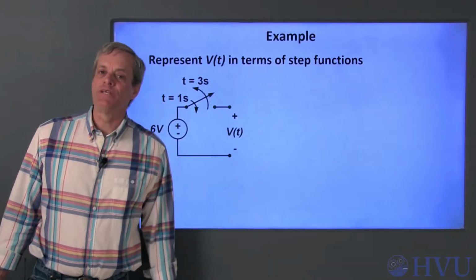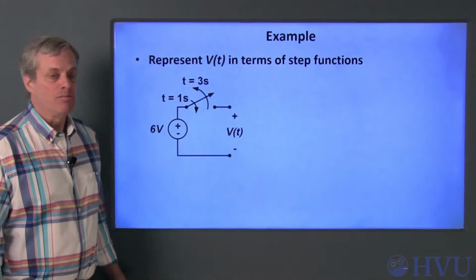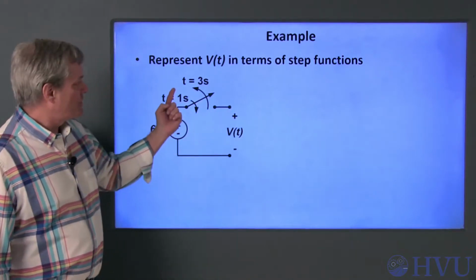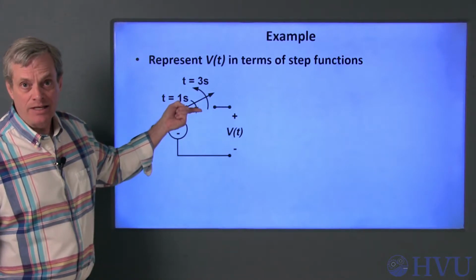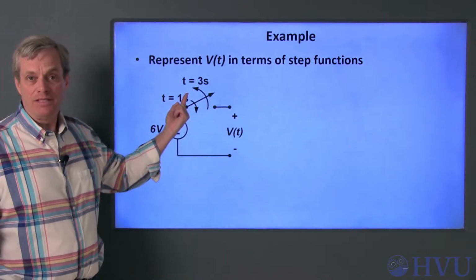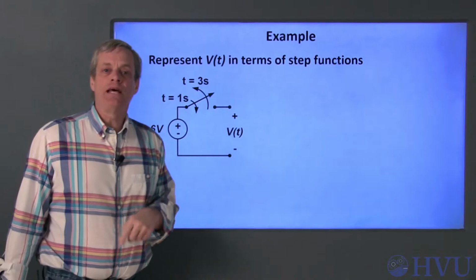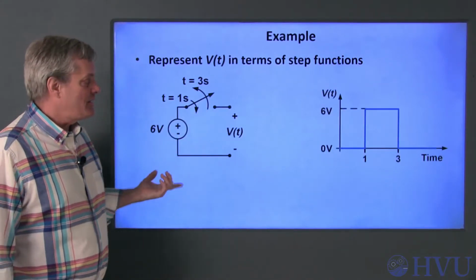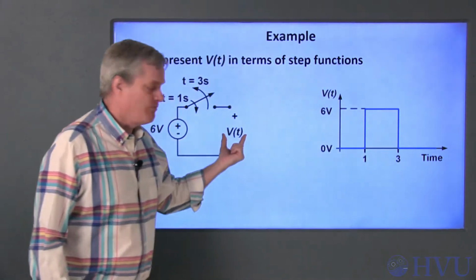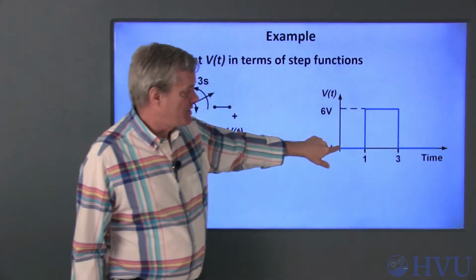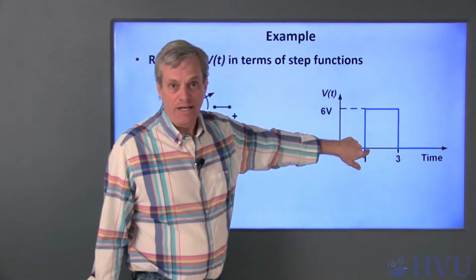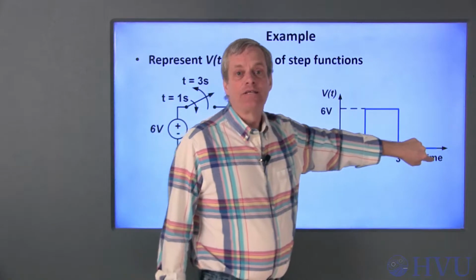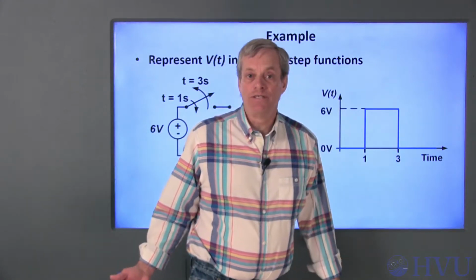As an example of using step functions to model a physical system, we have a 6-volt source in series with a switch. The switch closes at time t equals 1 second and opens up again at time t equals 3 seconds. We want to use step functions to model the voltage across these terminals. This is a graphical representation of this voltage V of t. The voltage is 0 volts before t equals 1 second, 6 volts between t equals 1 and t equals 3, and then 0 volts again after t equals 3 seconds.